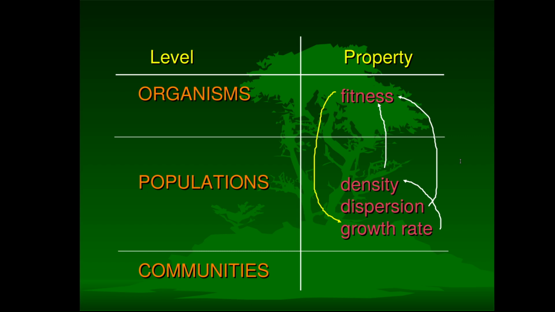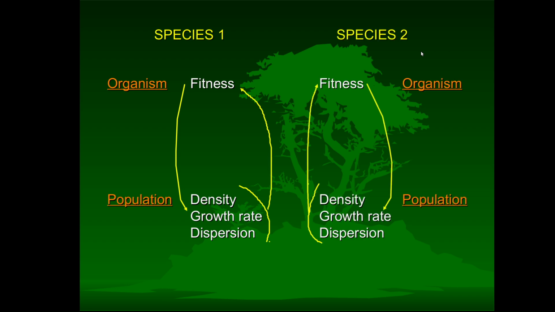All right, so here's our little diagram showing the interaction between the different levels of organization. So we've got organisms and populations, with fitness being the emergent property of organisms, while we have populations with density, dispersion, and growth rate, and a feedback between the two. So this is just within one population, but we can add a second population of a different species, and both of these are going on at the same time within each of these species. And these two populations are located at a similar place and time, and they are able to interact with each other.